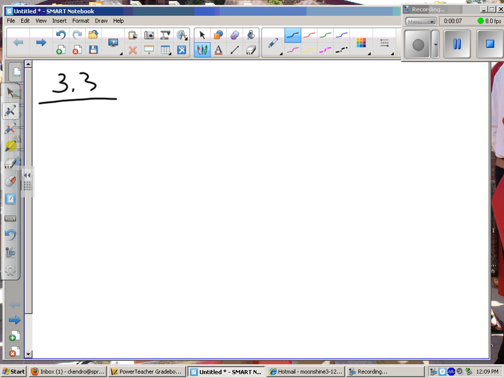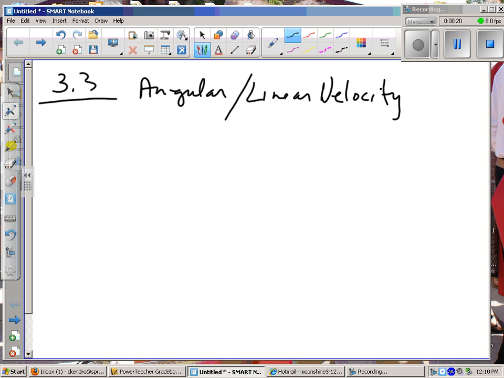Section 3.3. This is going to be about angular and linear velocity. A little bit of physics, but don't be scared. It's not so bad. Just a couple of formulas you've got to know. Angular and linear velocity has to do with anything that has rotary motion, going round and round, like gears or wheels or Ferris wheels, anything going round and round.